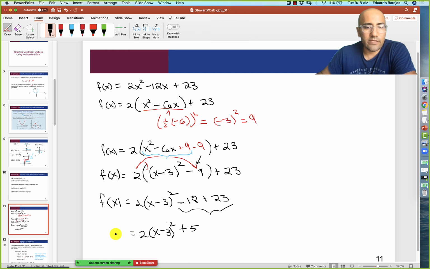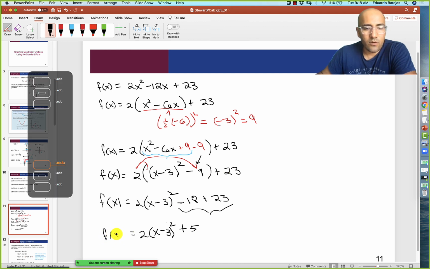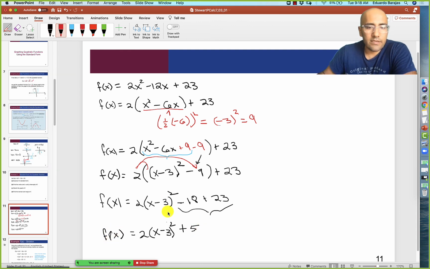Good. Okay, so this fits the standard vertex form of a quadratic, where the role of a is being played by a 2, the role of h is being played by this 3, and the role of k, the constant, is being played by this 5.